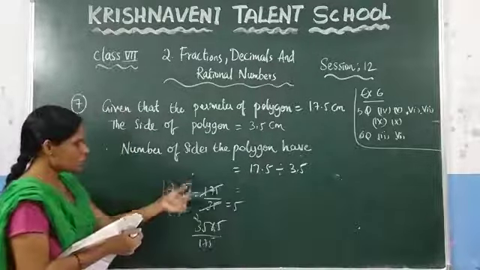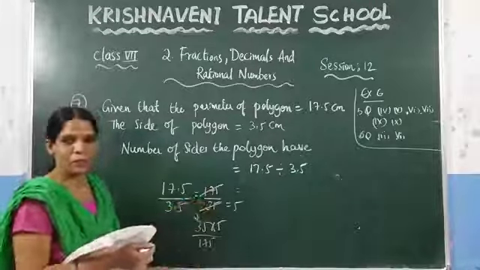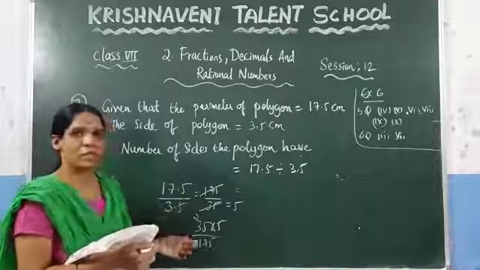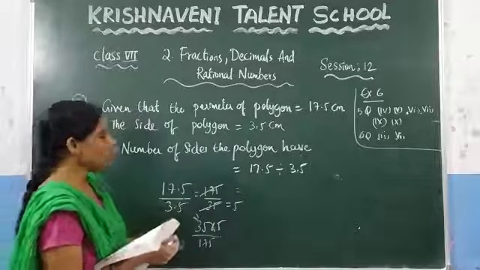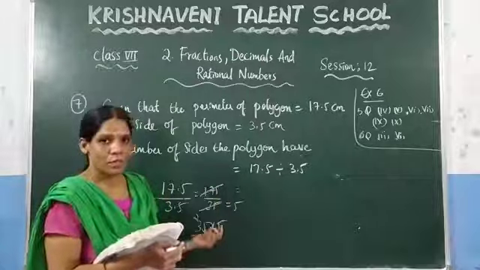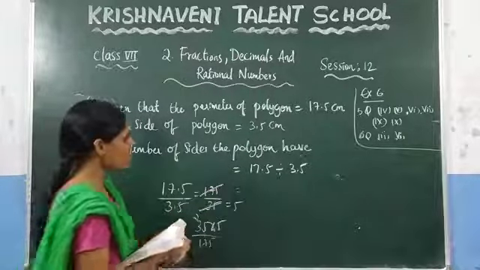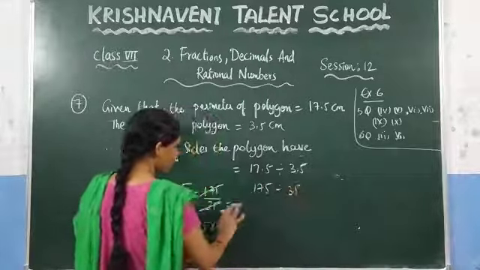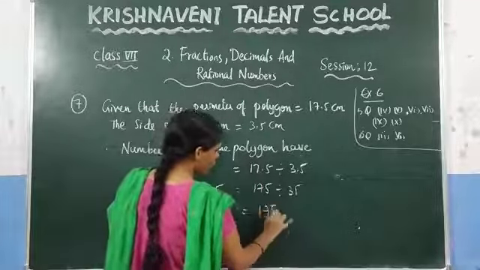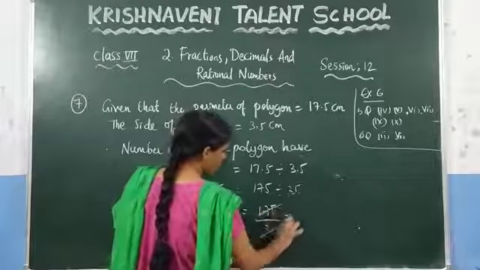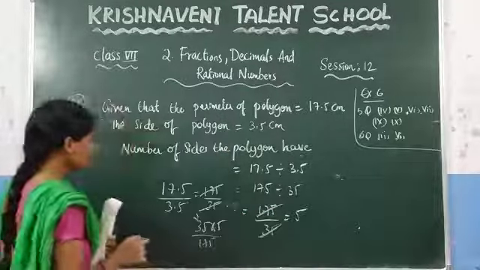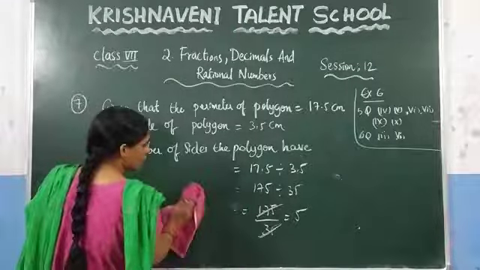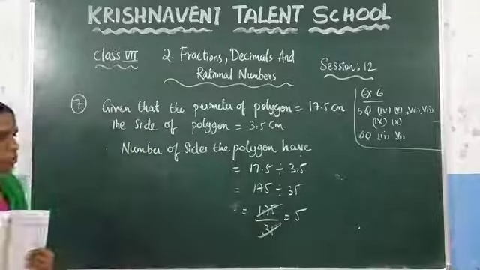So here this one you can write as 175 by 35, because after the decimal point in both the numerator and the denominator there is only one number. So you can cancel the decimal point. This one you can directly write as 175 divided by 35. What is 175 divided by 35? Which gives you 5. So how many sides does the polygon have? Which is 5 sides. Like this you can calculate, or you can do the normal division.